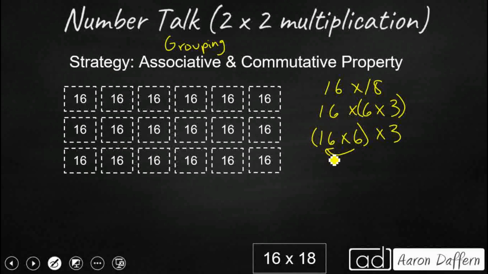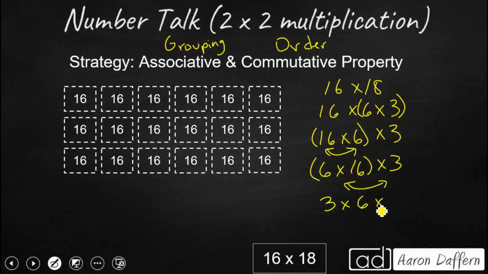Now, I don't want 16 groups of 6. That would be crazy. I'd rather have 6 groups of 16. That's going to be a little bit easier for me. That's where this commutative property comes in. That's the order property, and lets me just shift the order. 6 times 16, 16 times 6, same thing. And then I want to use the commutative property one more time. I want 3 groups of 6 groups of 16. So you notice we can just rearrange these factors all the way we want to.